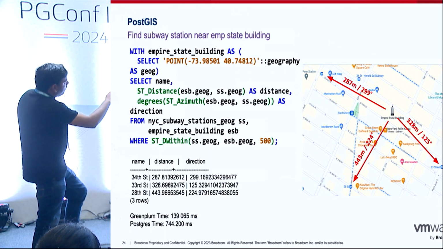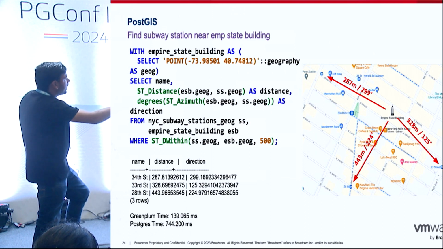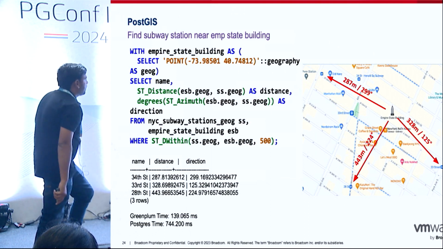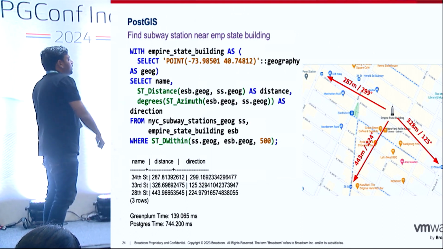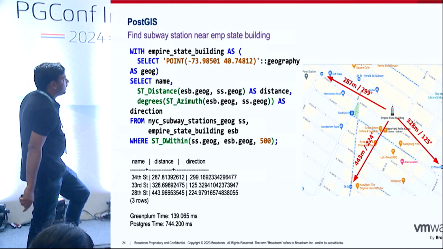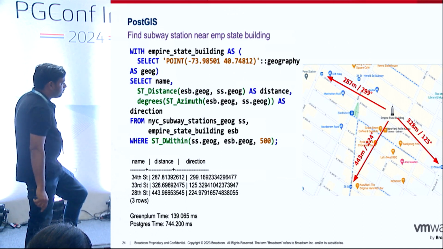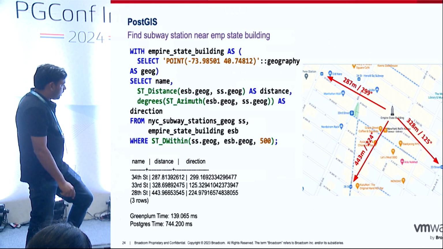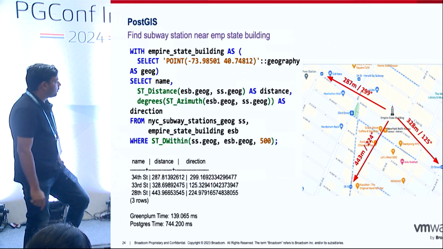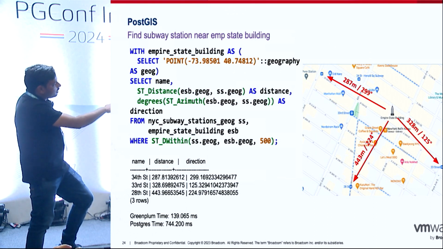So we have one point representing the Empire State Building, and we are finding the distance as well as the degrees, like directions. We are running two functions, ST_Distance and ST_Azimuth, which is basically a map projection in equidistance. When I ran this query, it took around 139 milliseconds on Greenplum and around 744 milliseconds on PostGIS. It gives the distance in meters and the degree, basically a direction.